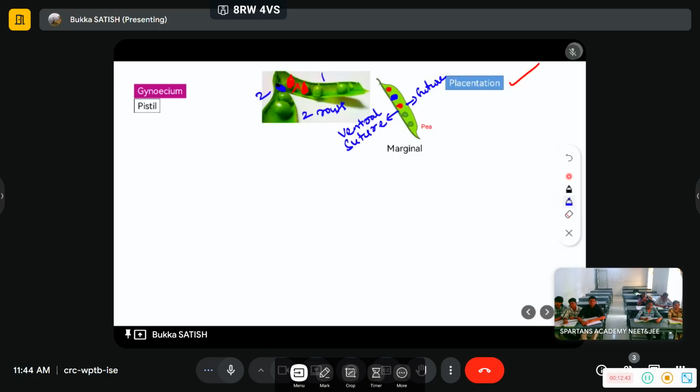So on the ventral suture, the placenta is present marginally. See, this is the placenta, right? All this is the placenta. So the placenta is forming a margin on the ventral suture to which the ovules are attached. Therefore, this is called marginal placentation, which is the characteristic feature of Fabaceae.